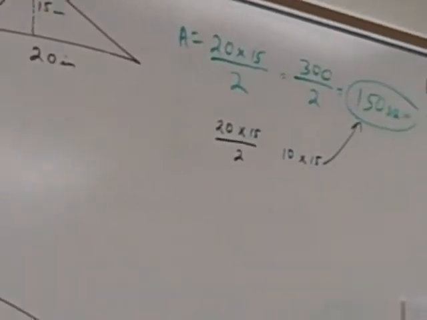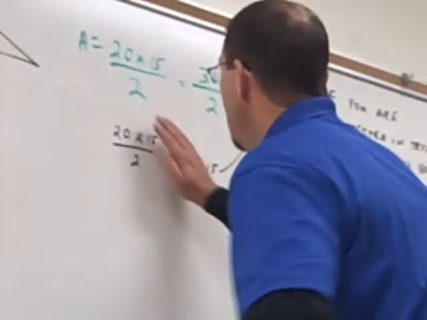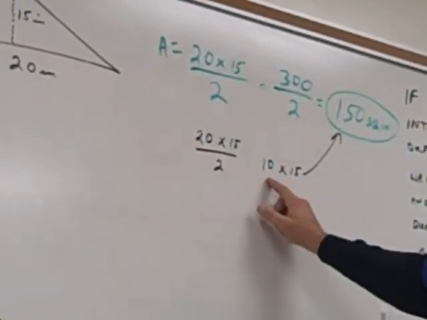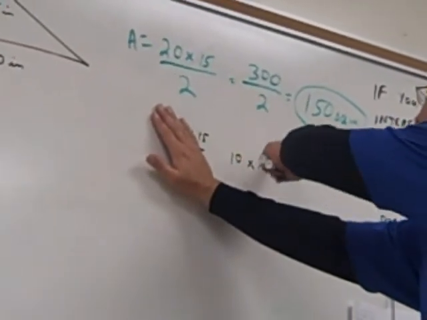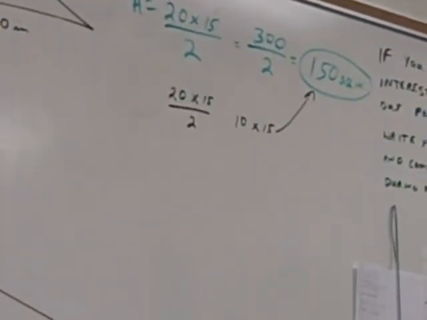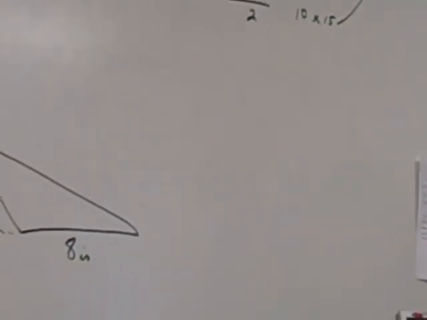Okay, watch me this time. Here we go. Don't take your eyes off. What's 20 divided by 2? 10. So that takes care of that. Still got times 15 now. 10 times 15. 150. Okay? Everybody all right with that?